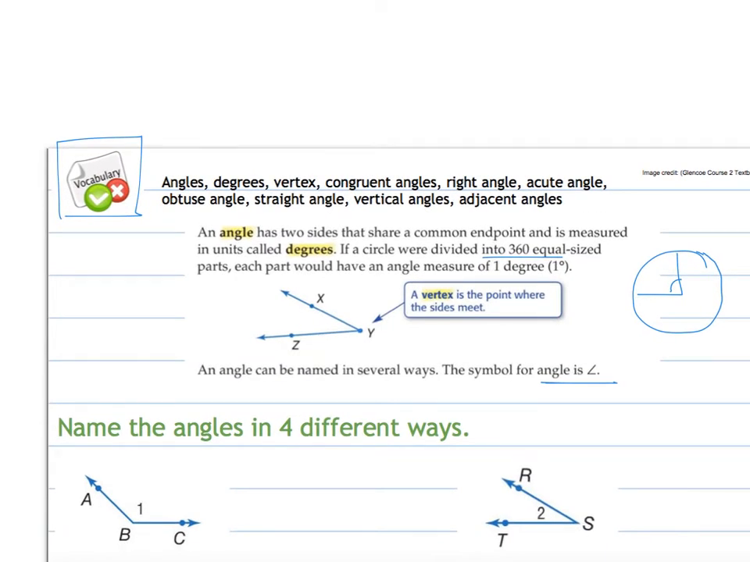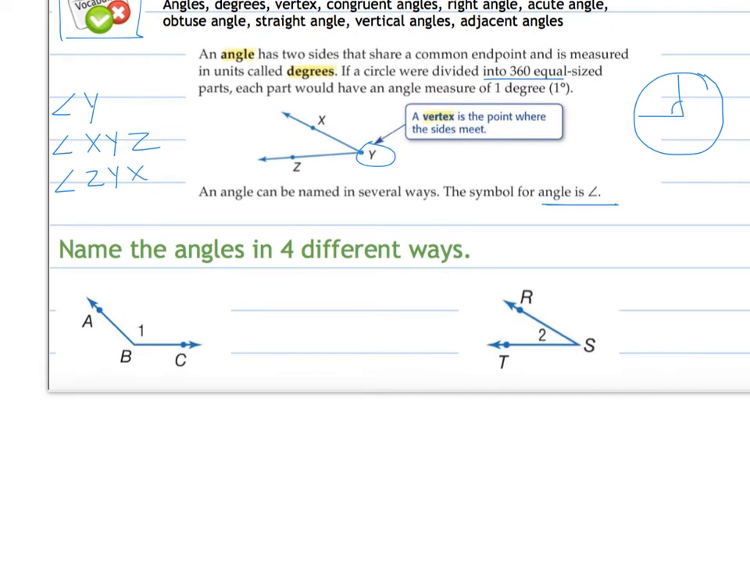Well, I can show you this one first, and then you can try those. So 4 different ways. I could call it angle Y. Well, in this case, I can only name it 3 ways right now because there's no number inside. Angle Y, because that's my vertex. I could name it angle XYZ. Notice that Y, where that vertex is, is still in the middle. Or I could name it angle ZYX. As long as that Y is in the middle, you're set. So there are 4 different ways to name an angle of this variety.